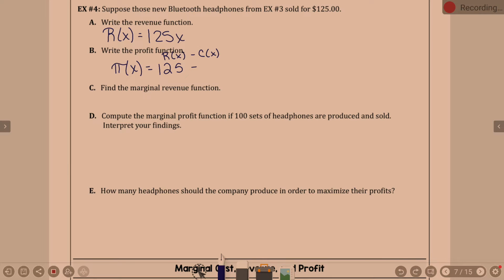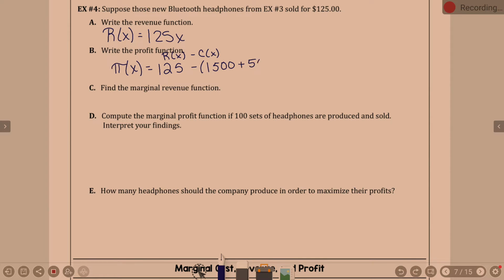Cost function, so we're going to be subtracting. Just lost it. The quantity. This Bin queue is going to have to be restarted. It is doing weird stuff.